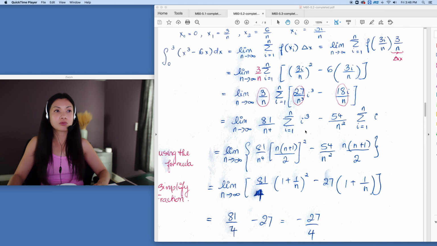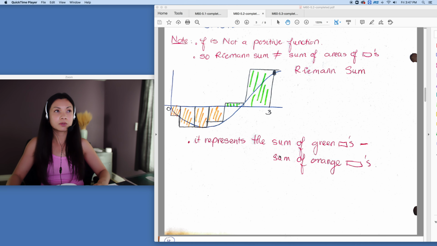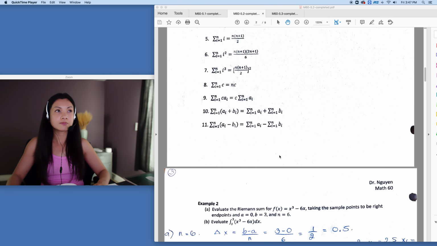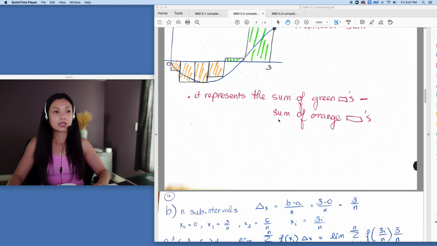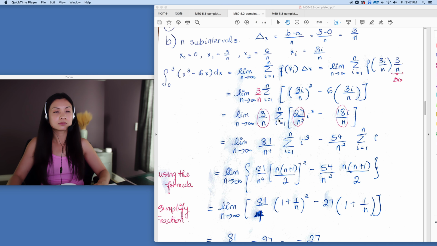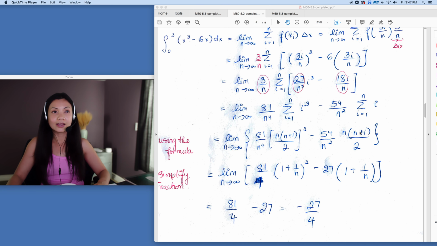And then the sum of i cubed right here, I'm using the formula to get this part right here. So for the sum of i cubed, I'm using the formula n times n plus 1 over 2 squared, right? Let me go back. I'm talking about this one, okay? All right, so moving on. That's a formula for i. So from there, like I said, more algebra.